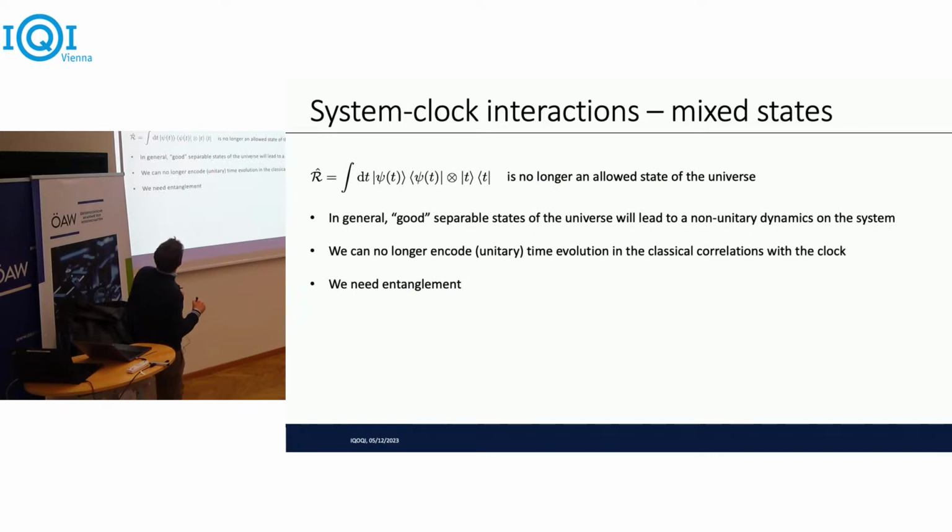Why is this important? Because to write this state that we wrote before, we had to span over all the eigenspaces of the universe. And now we're not really allowed to do that if we want to preserve unitarity on the system. And in general, you can see that good separable states of a universe would lead to a non-unitary dynamics on the system.